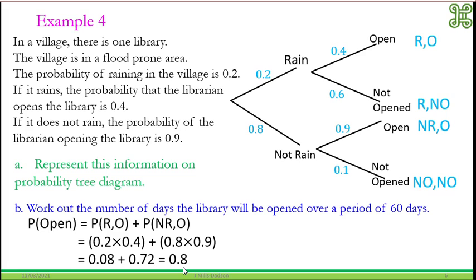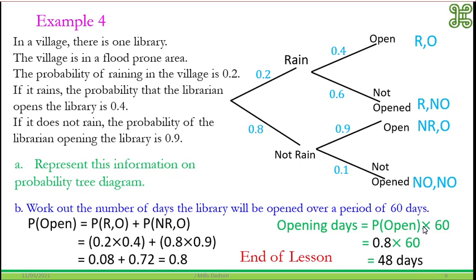Now, over 60 days, we need to multiply our probability by the number of days the library is expected to be open. That is similar to what we did before in relative frequency. So we multiply the probability that it is going to be open by 60 days. And we have 48 days. So we expect the library to be open on 48 days out of 60 days.